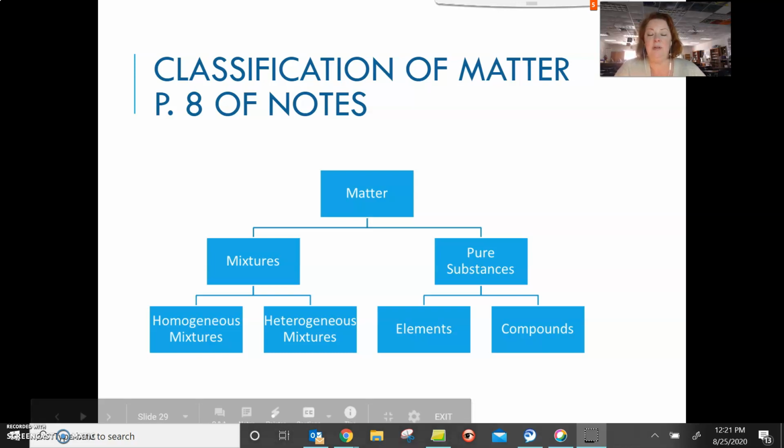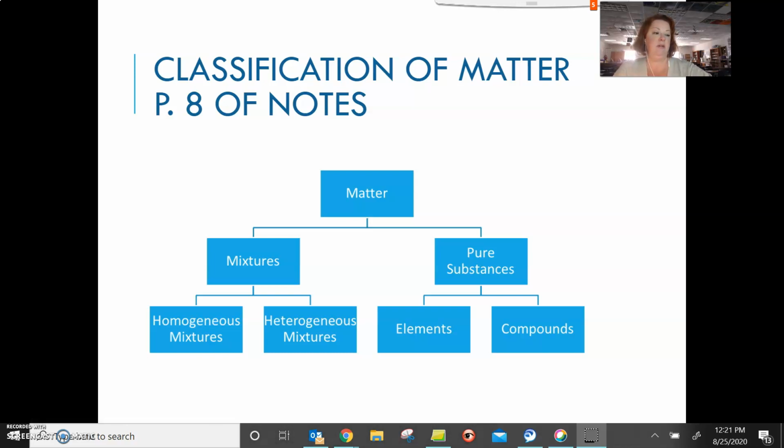Alright, so we are going to talk about the classification of matter today. The notes that you're going to be using are page 8 in your packet. Remember, you can annotate them digitally, you can print them off, you can just write them in your notebook, which is probably what I would do.